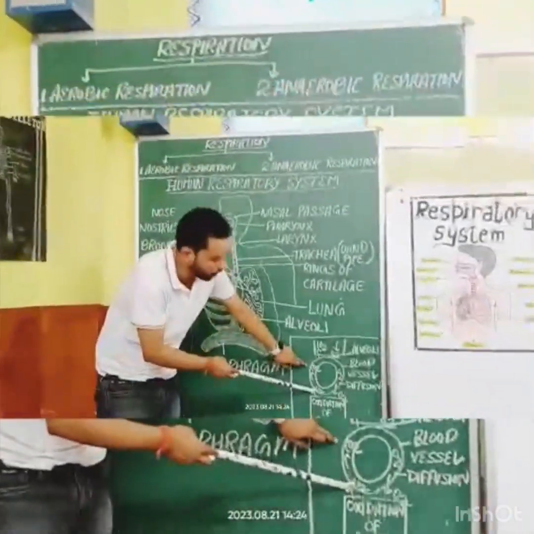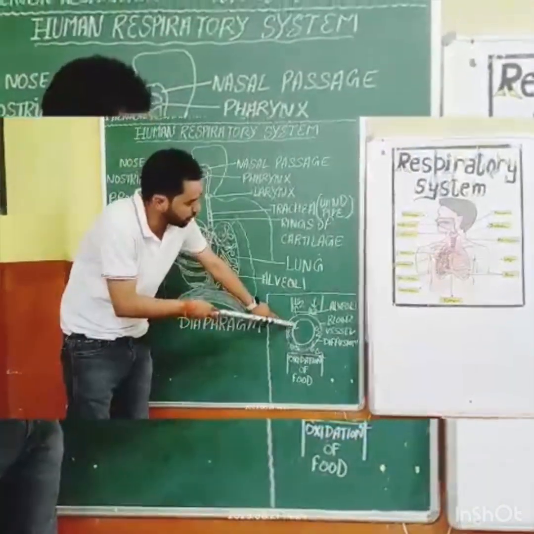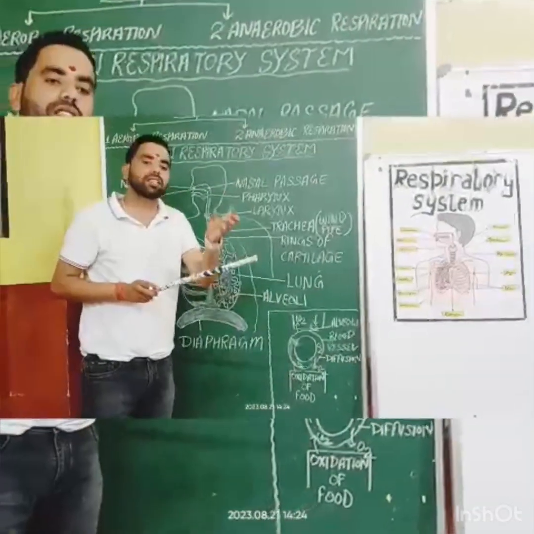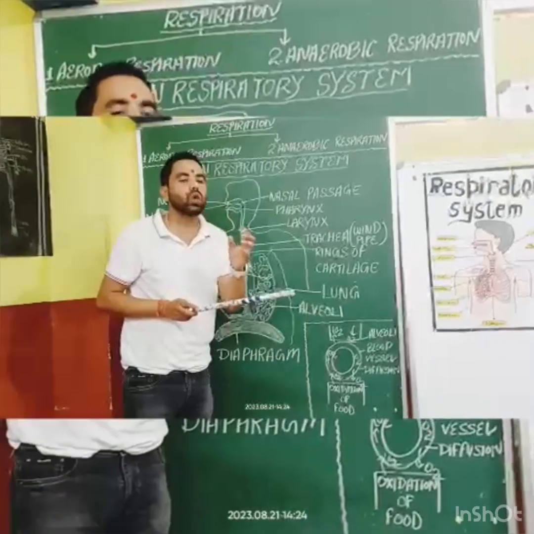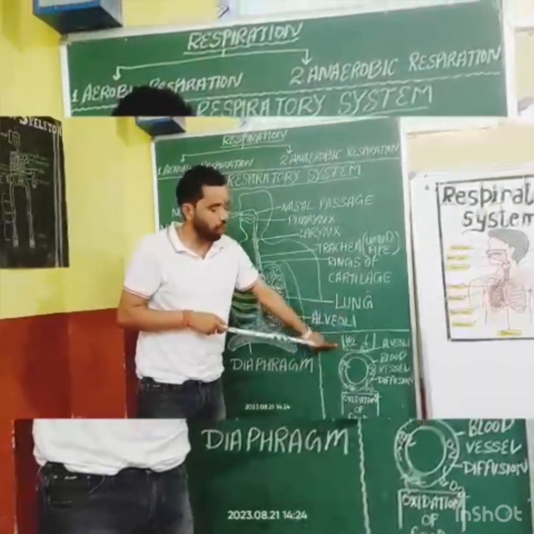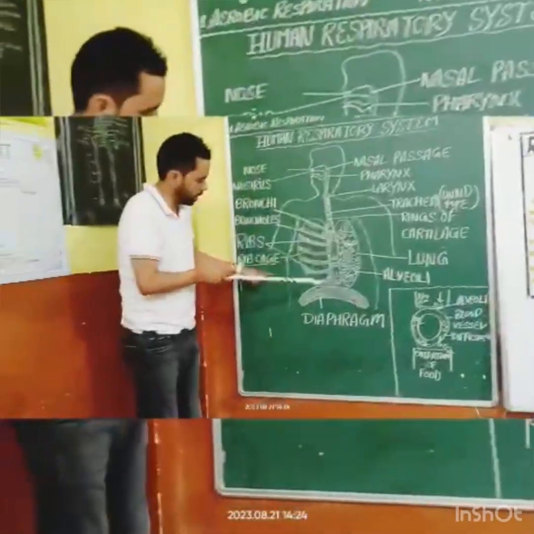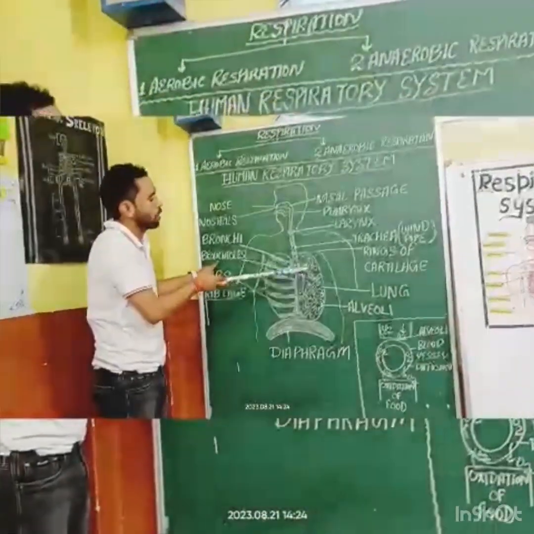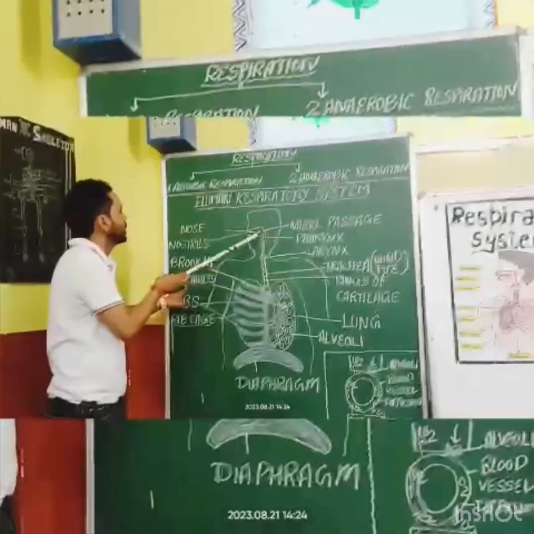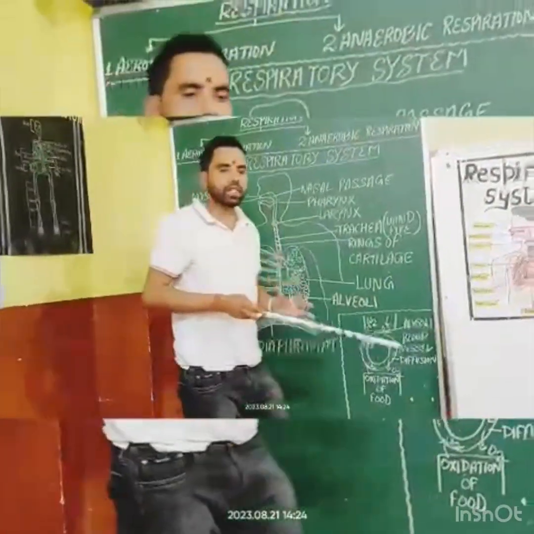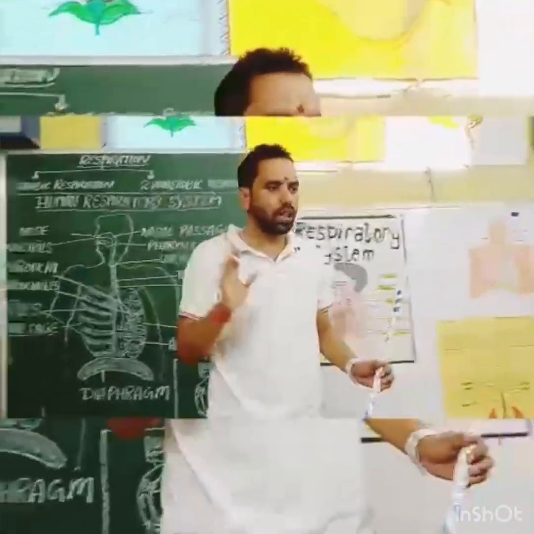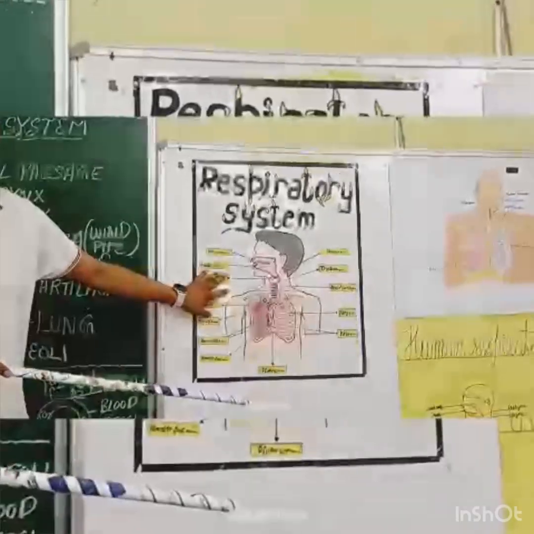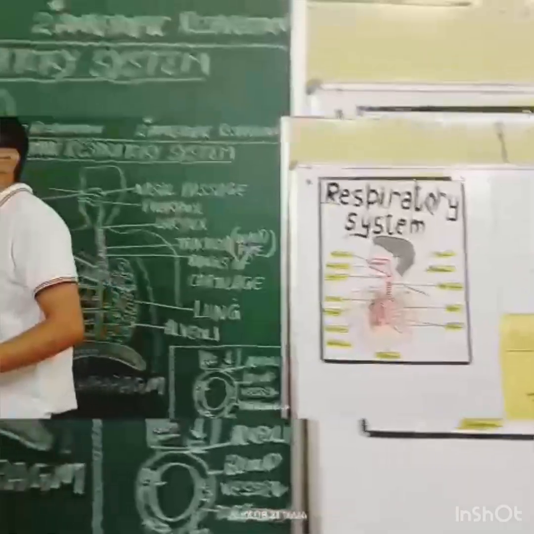After this, the carbon dioxide will move in the blood vessel and reach the alveoli. At alveoli, the concentration of carbon dioxide is very low, so the carbon dioxide will be released directly into the alveoli. It will move back from alveoli to bronchioles, bronchioles to bronchi, bronchi to trachea, larynx, pharynx, then the nasal cavity, and through our nostrils the carbon dioxide is given out. Understood? This is all about the human respiratory system.